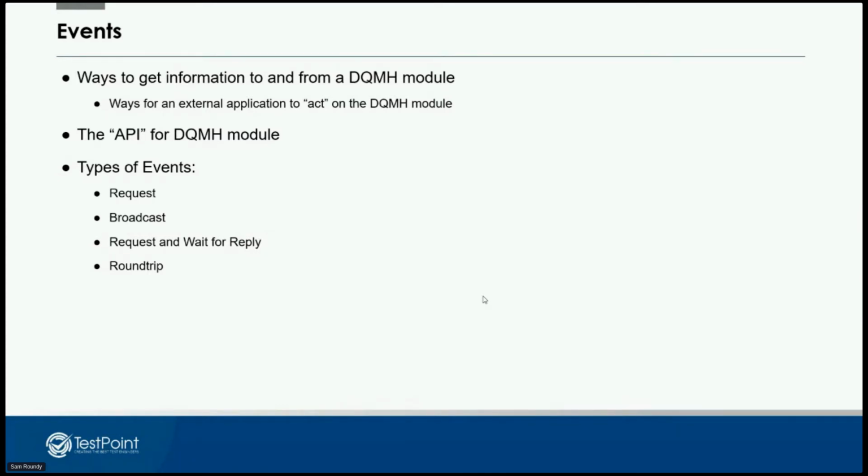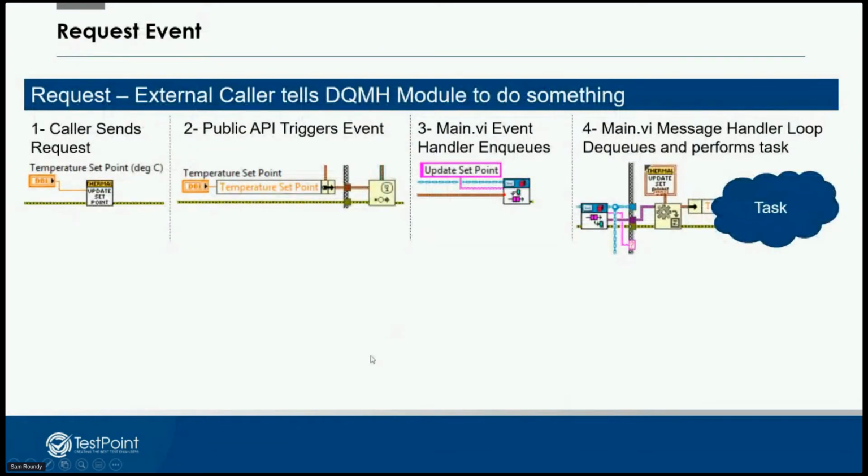There's a request, a broadcast, a request and wait for reply, and a round trip. So the first one is the simplest one. It's a request. The caller, this shows the internal guts, basically, of that request and what's going on. So from the caller, you would call something that looks like this. In this case, I'm trying to set a set point in my thermal chamber, and I send that value in. I call that VI just like that from my external caller.